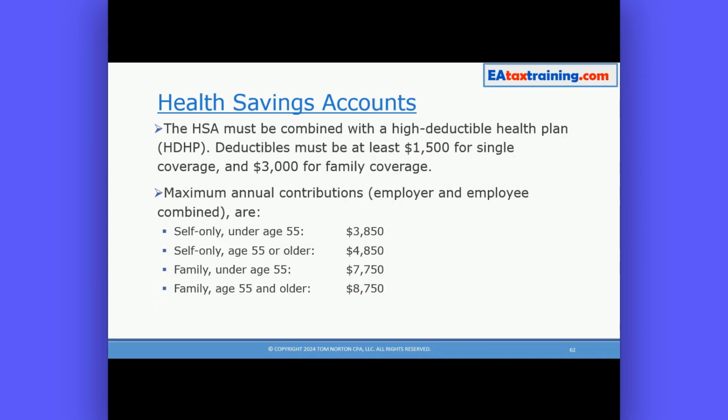So you can use it as a retirement account at that point. Now, the HSA must be combined with a high deductible health plan, or HDHP. In order to be a high deductible plan, it has to have a deductible of at least $1,500 for single coverage or $3,000 for family coverage. The maximum annual contributions for the employer-employee combined are there on the screen. If you're under 55, it's $3,850 for self-only coverage, and $7,750 for family coverage. Once you're 55 or older, you can add $1,000 per year to those amounts.